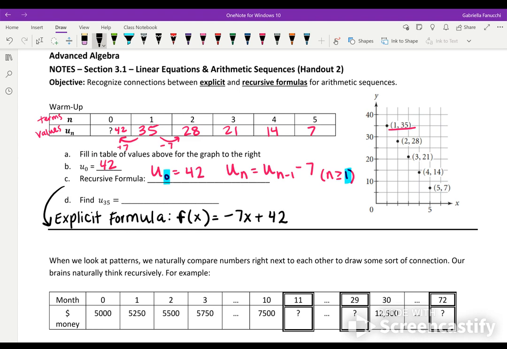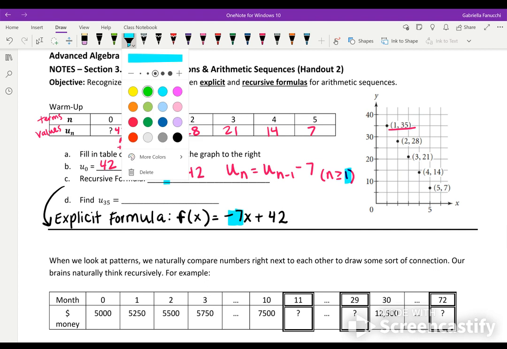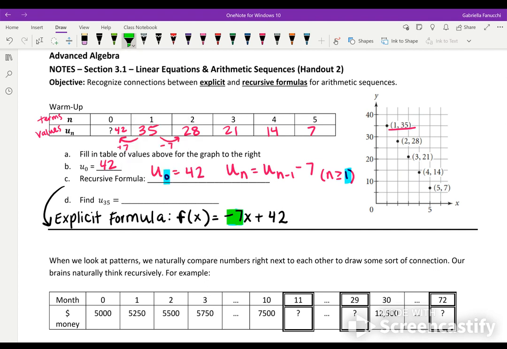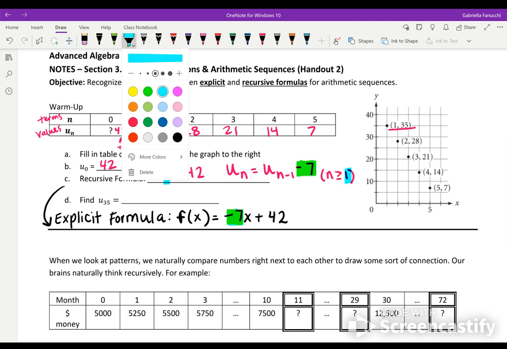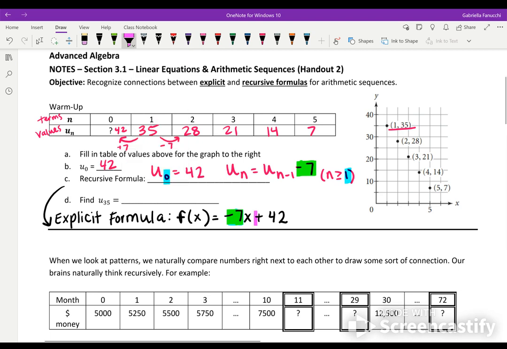Okay, so the explicit formula is just your simple slope-intercept form, y equals mx plus b, or f of x equals mx plus b. The m is your difference, so I should do a different color. M is your difference, okay, and then your b is your 0 term. Okay, right there. I don't like that pink, sorry.